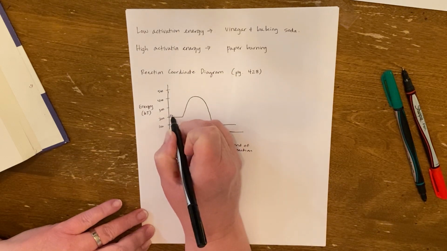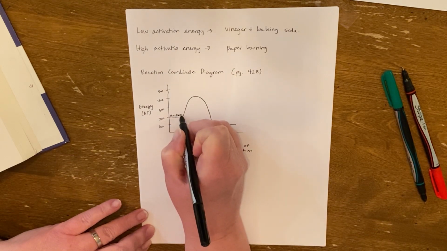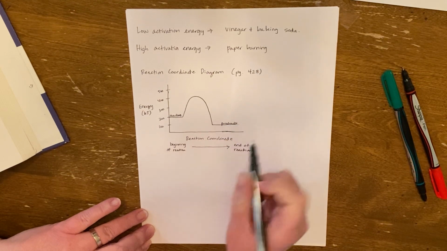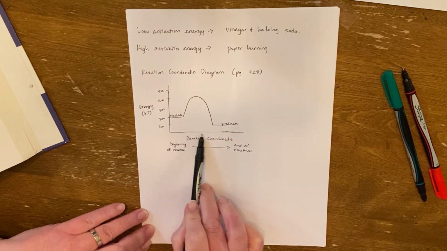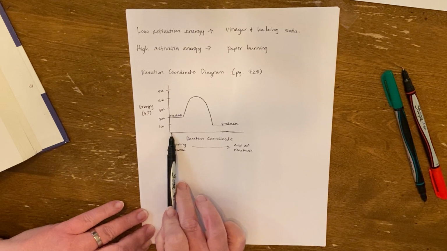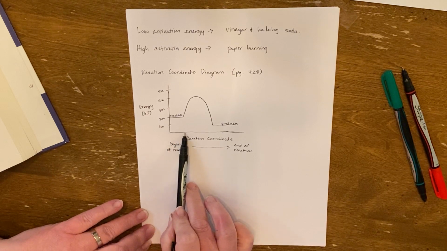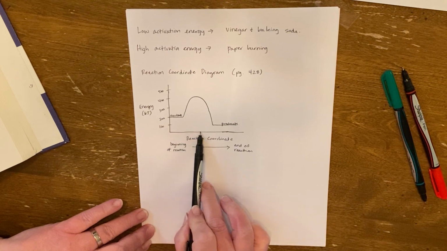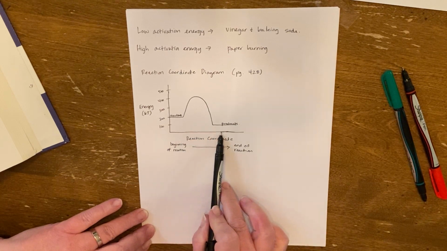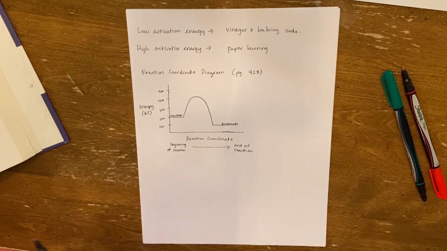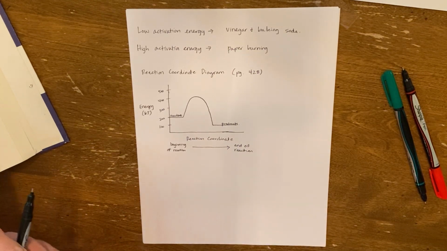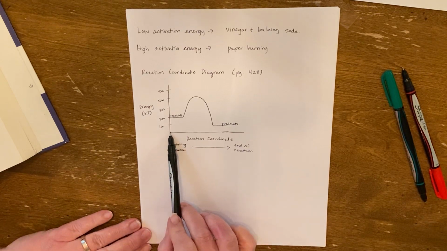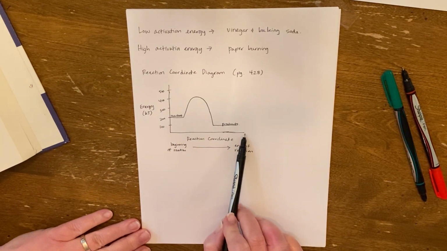So here are my reactants, and here are my products. Because as I travel along the x-axis, this is the beginning of my reaction. I still have my reactants here, the reaction's taking place, and at the end I have my products. So this reaction coordinate is kind of like time passing from the beginning of the reaction to the end.